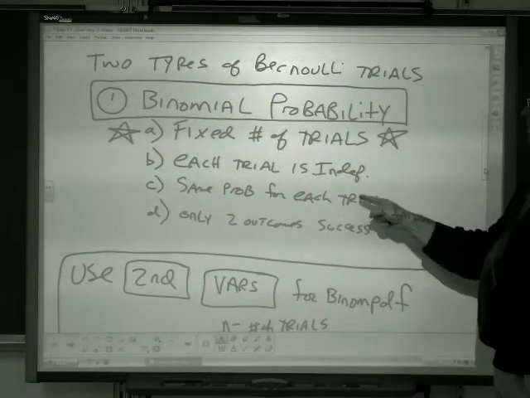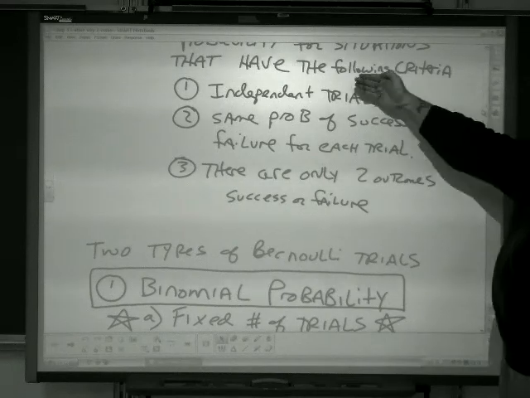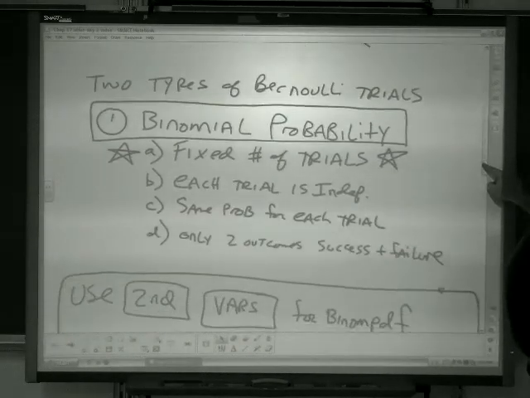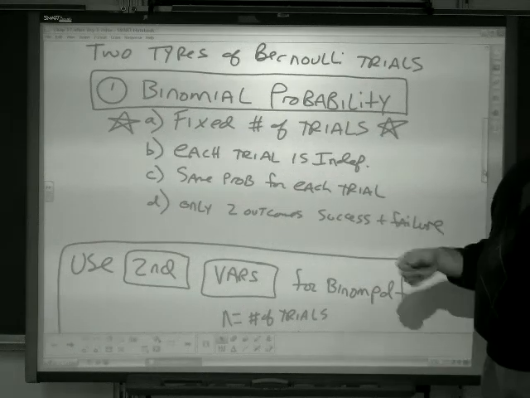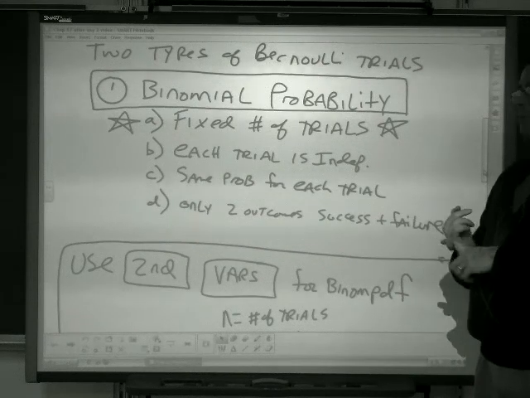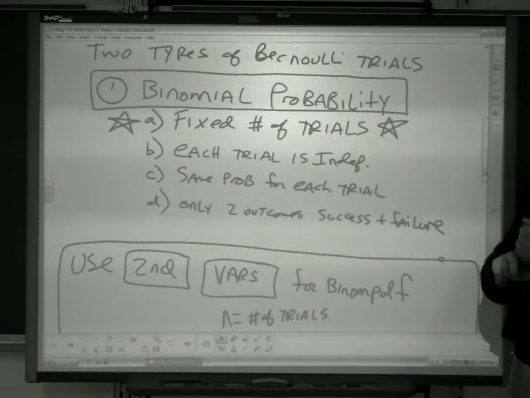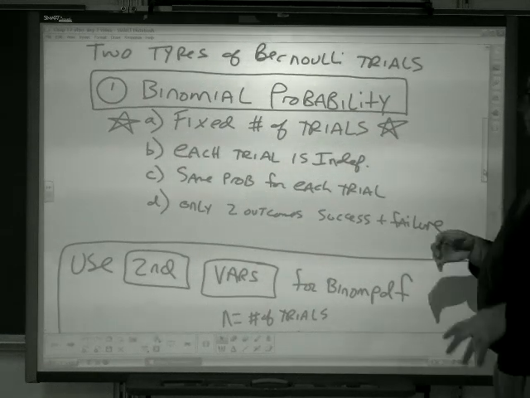Now, the rest of these characteristics, if you notice, are all the same as the general characteristics of a Bernoulli. So basically, it's a Bernoulli in which specifically it has a fixed number of trials. It also has each trial is independent, same probability for each trial, and there's only 2 outcomes, success or failure. So that's your criteria for binomial probability.